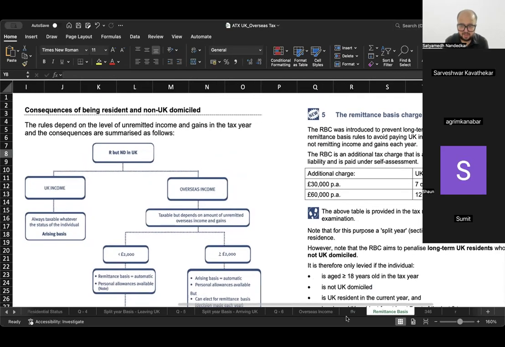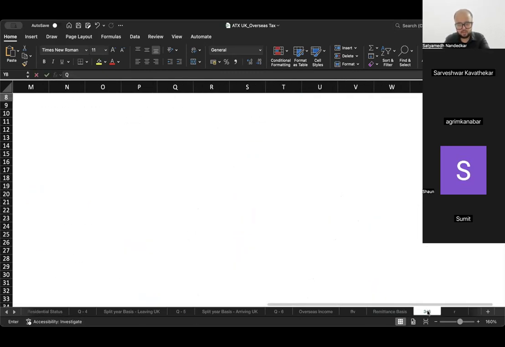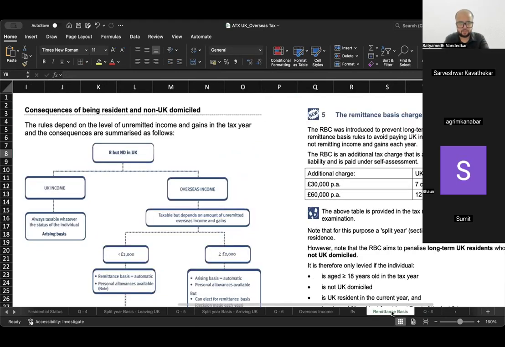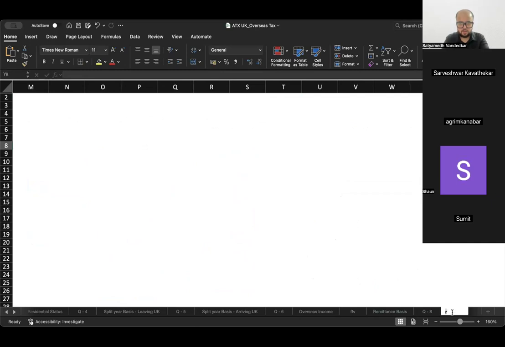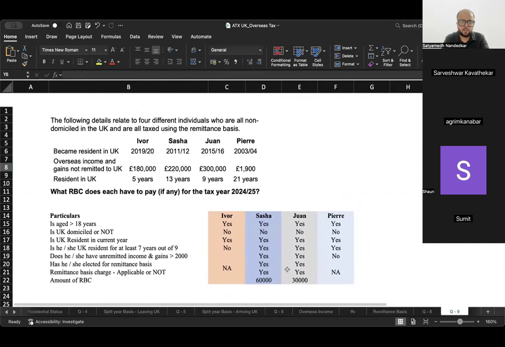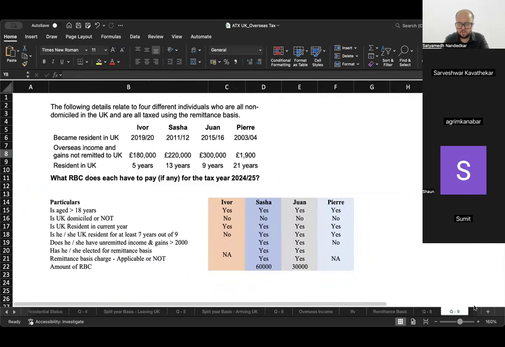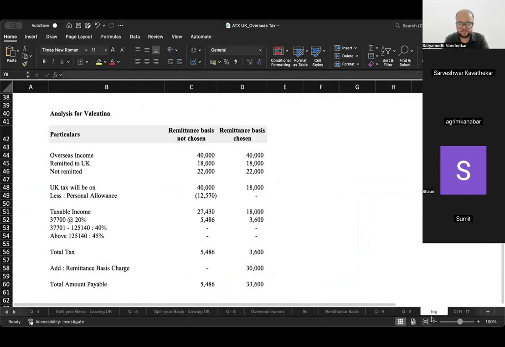We had discussed the remittance basis before going for our break. Again, there are more questions on remittance basis.